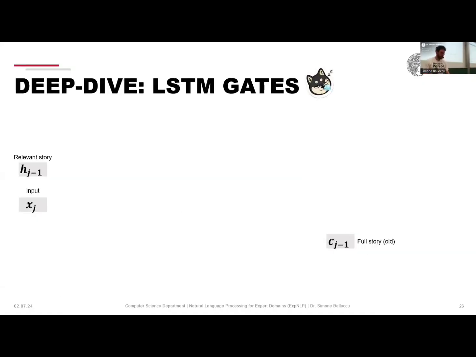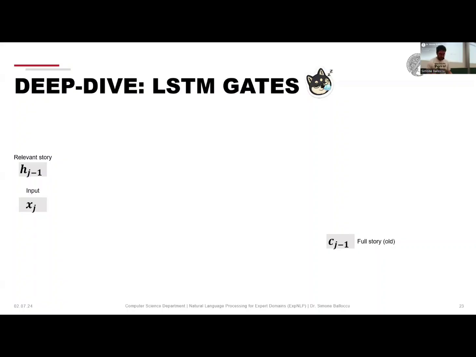So, a deep dive into how an LSTM works, if I even remember how, because I need to restart this every year, to be honest. So, you have the input, X, and you have the relevant history, H of J minus 1, and then you have the full story. So, everything you know, so relevant pages, and the new input. First of all, we need to do one thing: understand what new information we can capture.